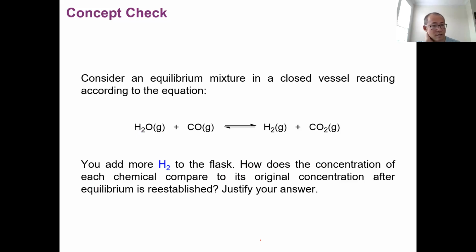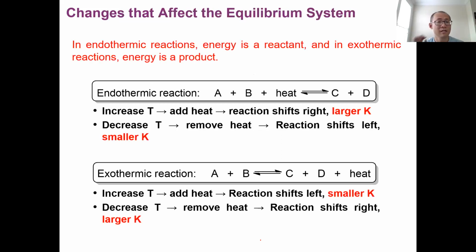So I'll give this one up to you. It's very similar to the previous one, but instead of adding water, this time you add more hydrogen, adding product. See if you can analyze that and tell me which direction the equilibrium shifts, and also how the concentration of each one changes. I hope you can use that, and just like I did, analyze the same thing using this example.